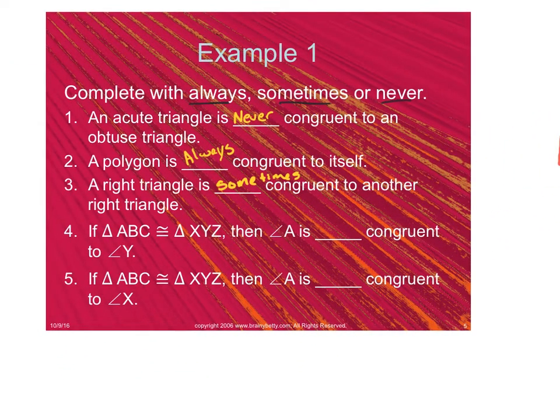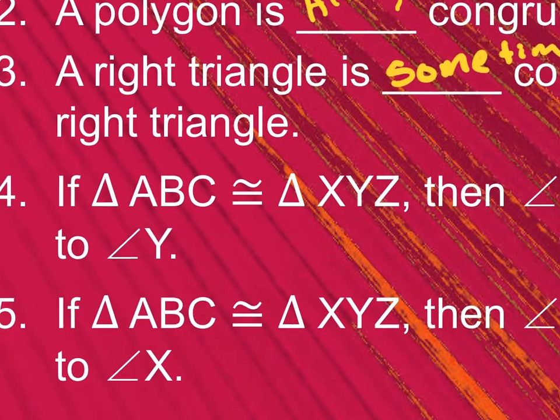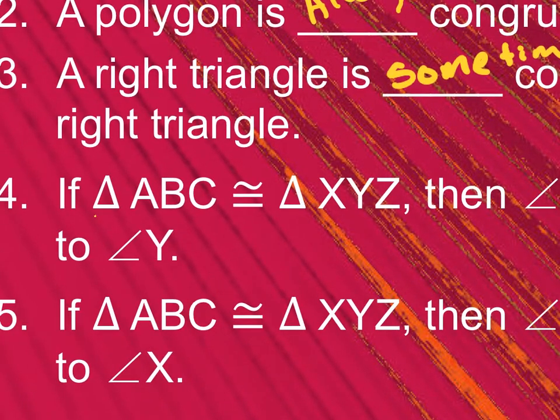Okay, if triangle ABC is congruent to triangle XYZ, then angle A is congruent to angle X. This is my bad. I didn't talk about this on the slide. I really should have. So let me just address this right now.